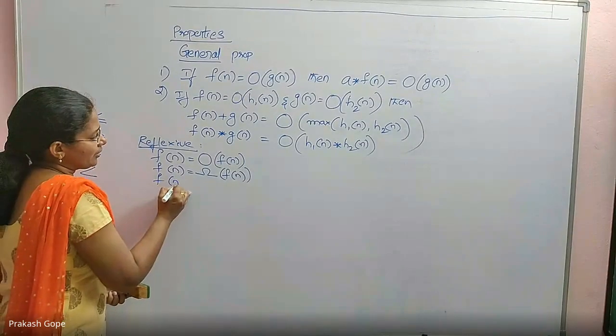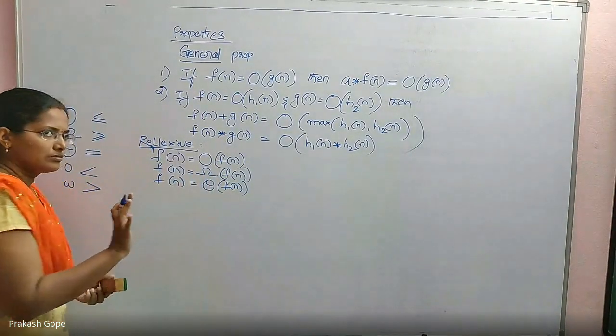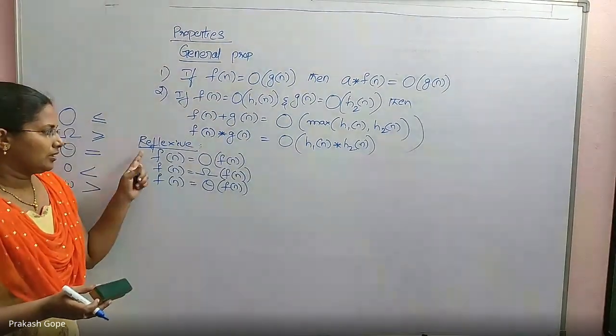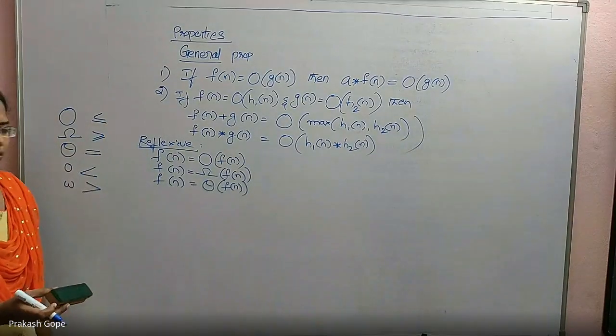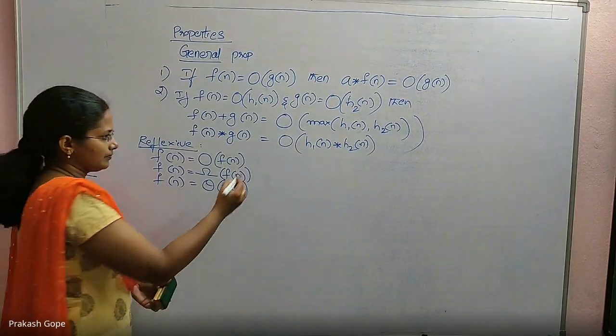What is reflexive? f(n) is equal to big O of f(n). f(n) is equal to big omega of f(n). A, so f(n), f(n). I am not using g(n). That is reflexive, A related to A. f(n) is equal to theta of f(n). Yes, that's all. The reflexive property is true only for the first three asymptotic notations. Okay, this is reflexive.